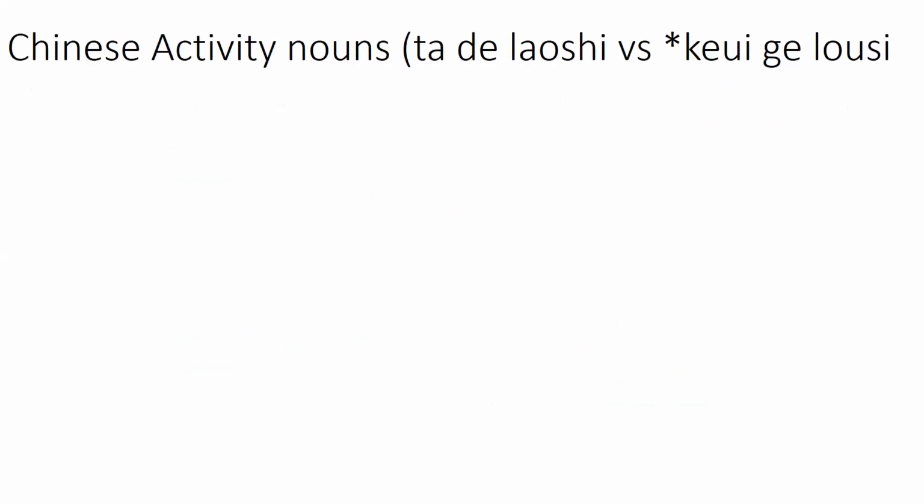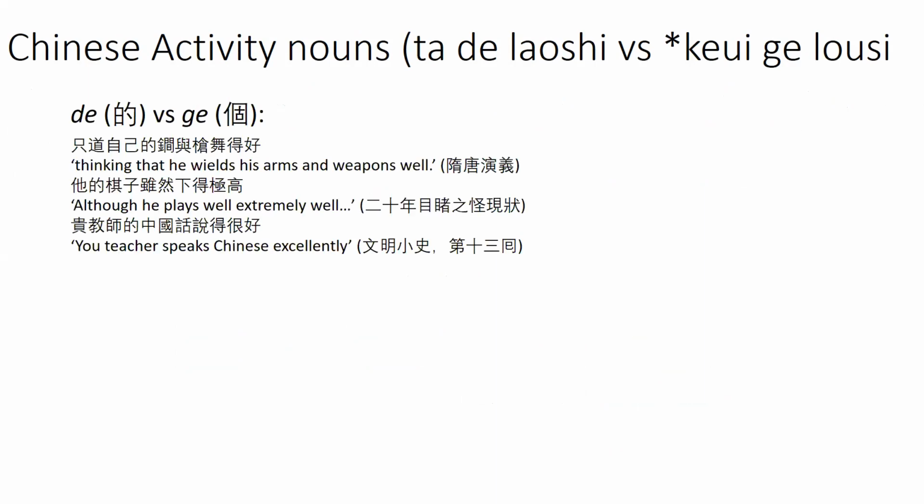Right, so if we look at the history of attestations, both de and ge, due to the differences in etymology, select different types of nominal complements. Throughout the history of de, from the Sui Tang period onwards, there are actually numerous examples where de selects an abstract activity noun. So, for example, in the 隋唐演义，指到自己的剑和枪舞得好，自己的剑和枪舞得好. The noun here probably denotes the activity of wielding arms and weapons rather than the person's actual arms and weapons.